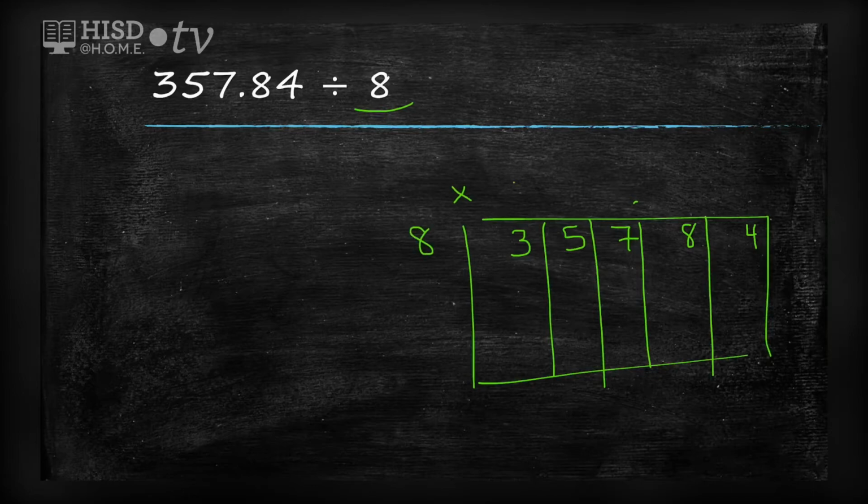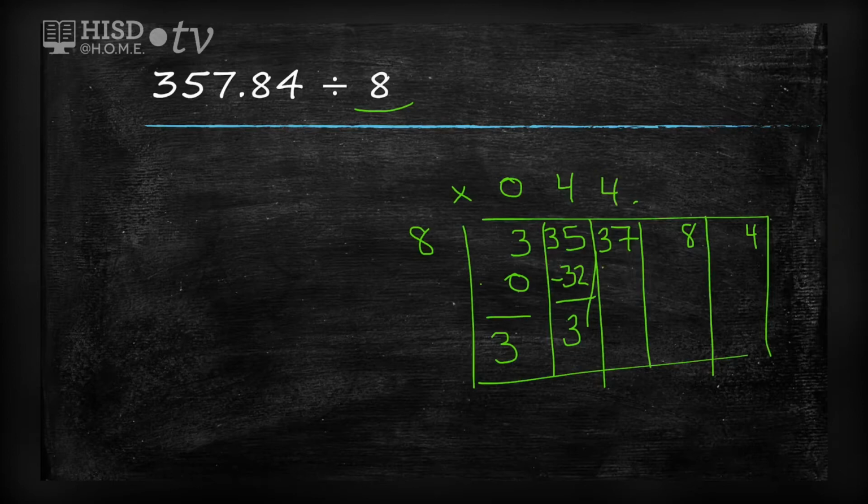How many times does 8 fit inside of 3? That's 0, and that's going to be 3. So I'm going to get 35. How many times does 8 fit inside of 35? That's 4, which is equal to 32, and the subtraction is going to be 3, and now I have 37. How many times does 8 fit inside of 37?